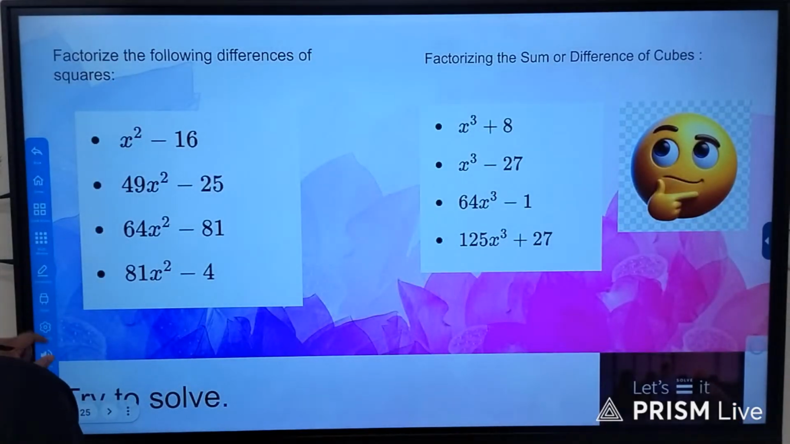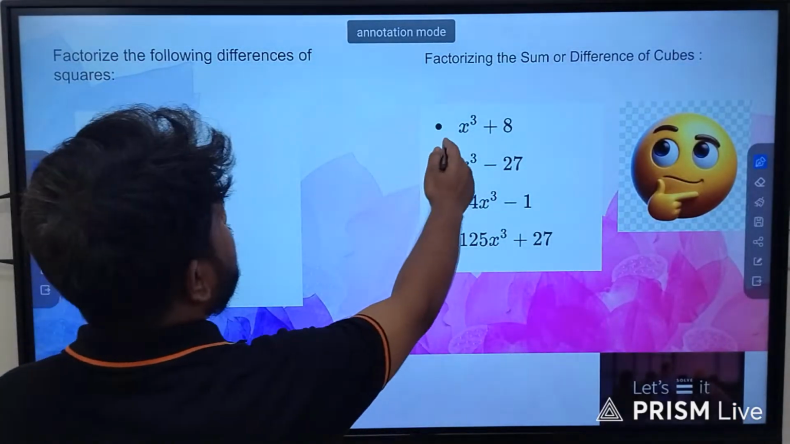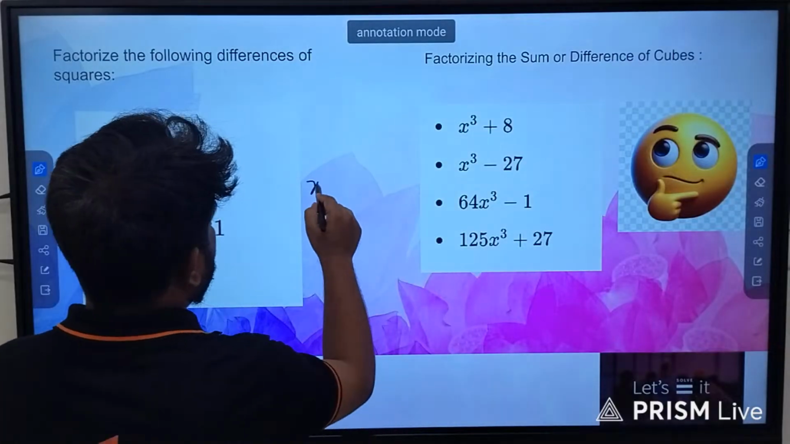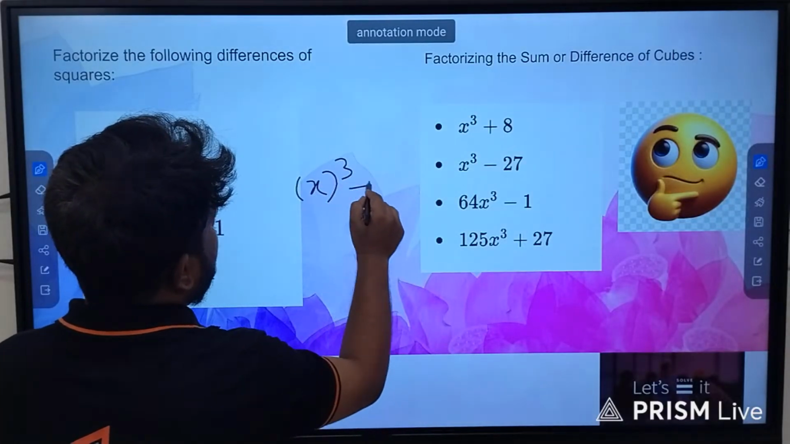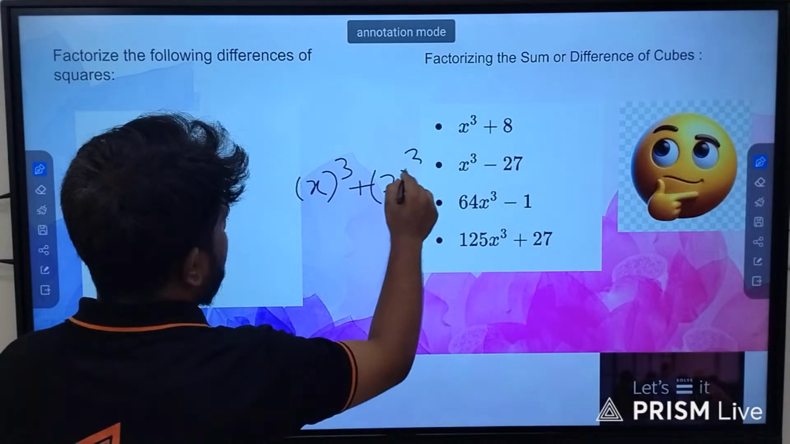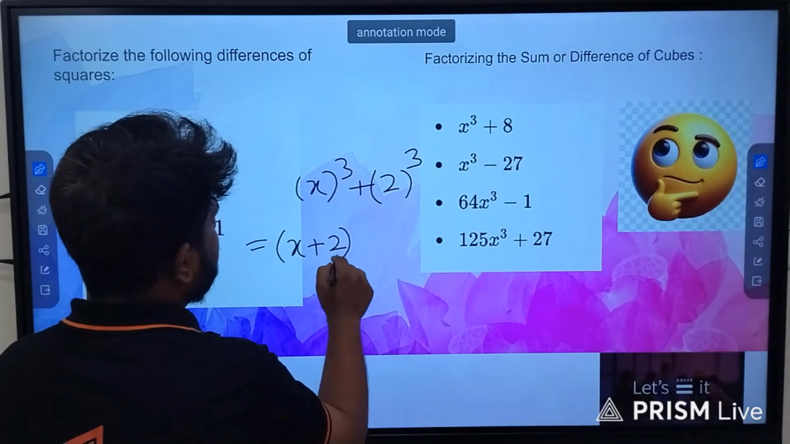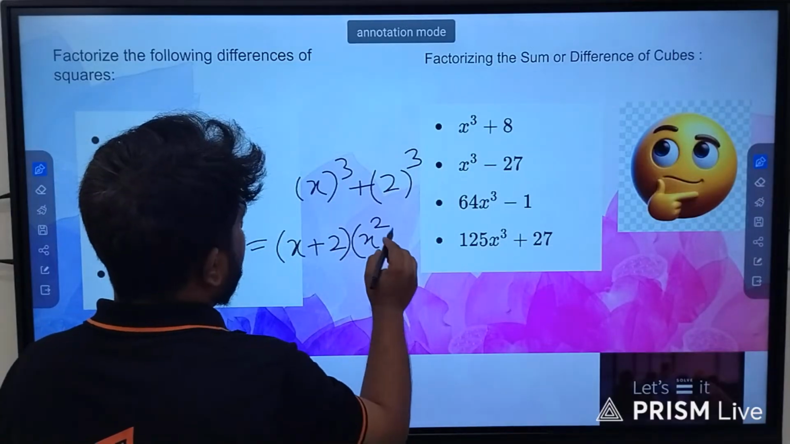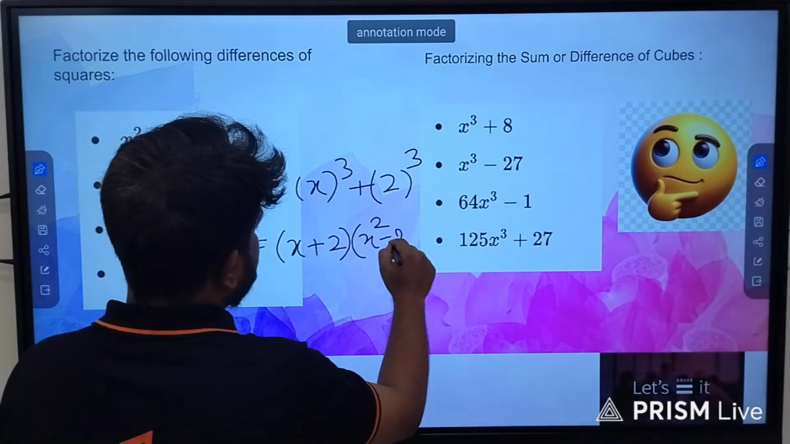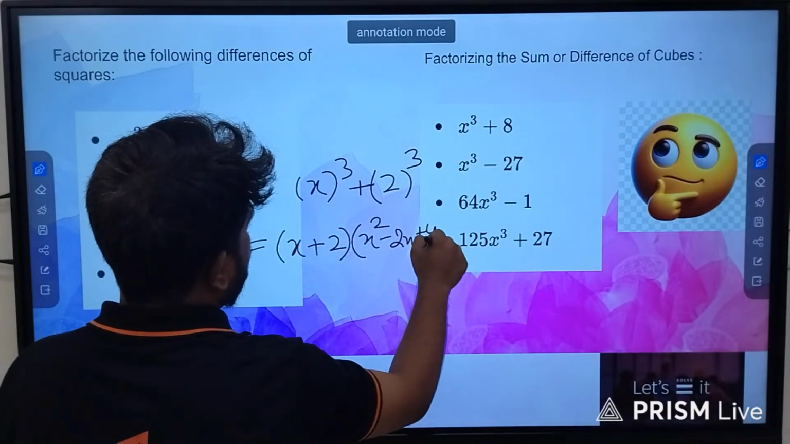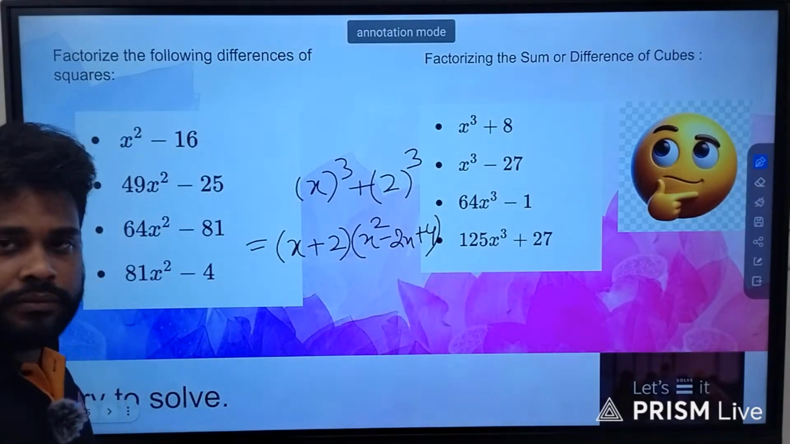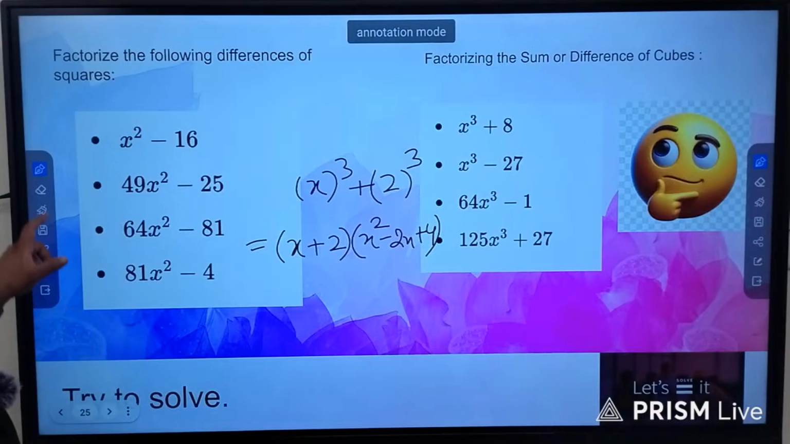So the first one is a cube plus b cube. We can write it down like this, a cube plus b cube, and the final answer will look like this: a plus b into a square minus ab, meaning 2x, plus b square, meaning 4. Okay, done. It's been completed.